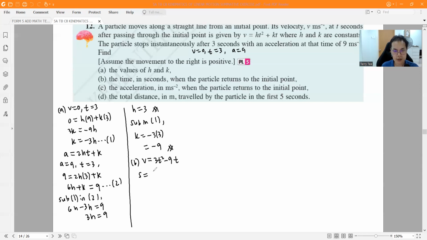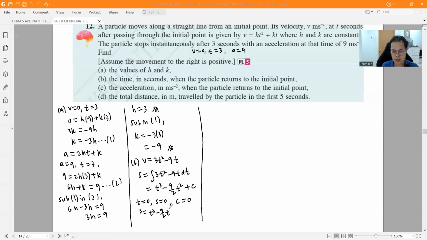To find displacement, we need to integrate your velocity. So this is t to the power 3 divided by 3, you cancel out, minus 9 over 2 t squared plus c. Now we know when t is 0, s is 0, so c is 0. This is pretty standard. My displacement function is s equals t cubed minus 9 over 2 t squared.